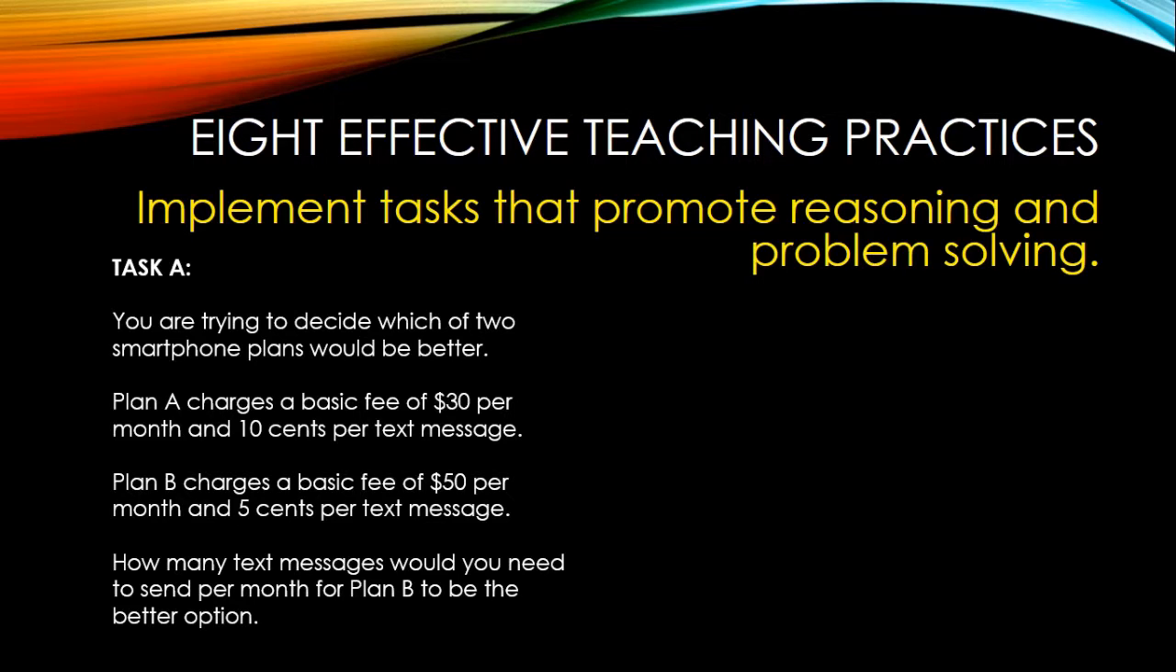Task A says, you're trying to decide which of two smartphone plans would be better. Plan A charges a basic fee of $30 per month and 10 cents per text message. Plan B charges a basic fee of $50 per month and 5 cents per text message. How many text messages would you need to send per month for Plan B to be the better option?